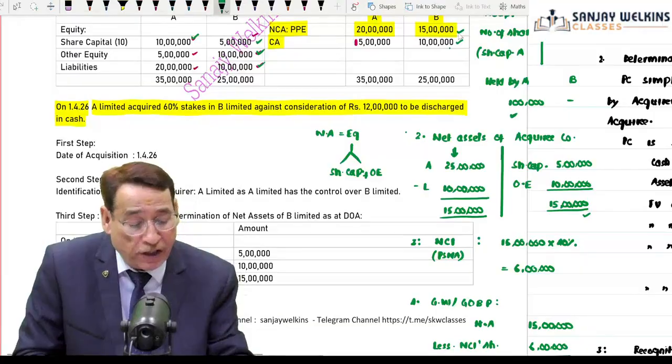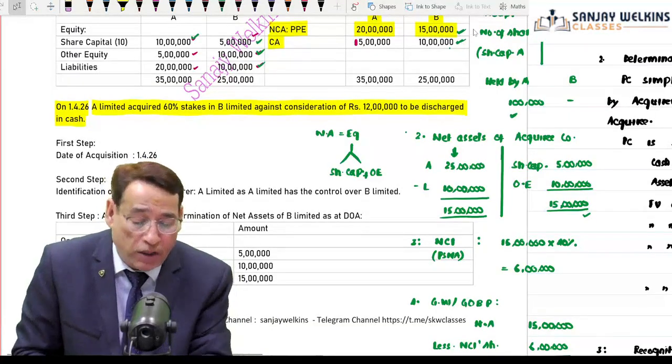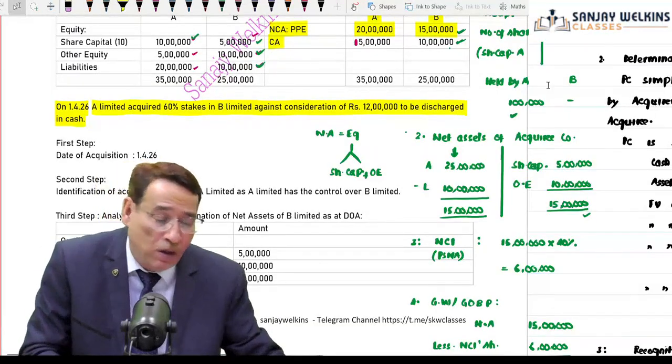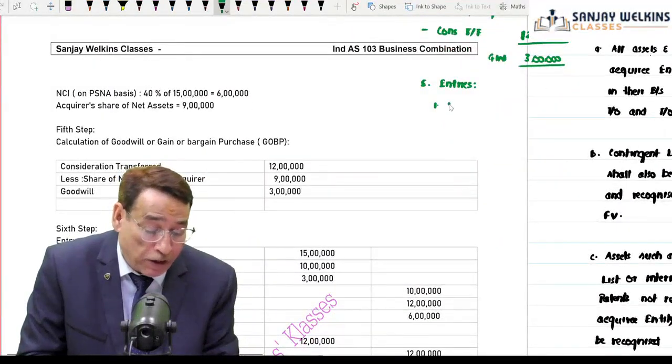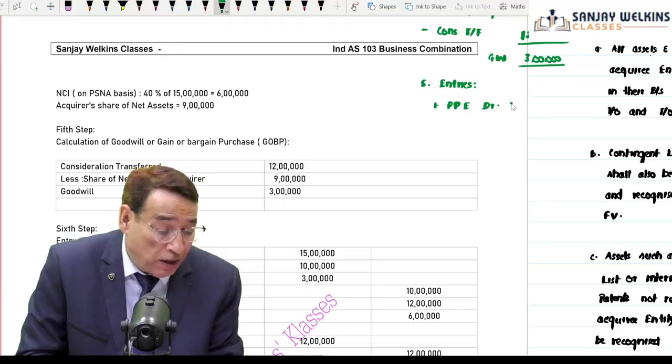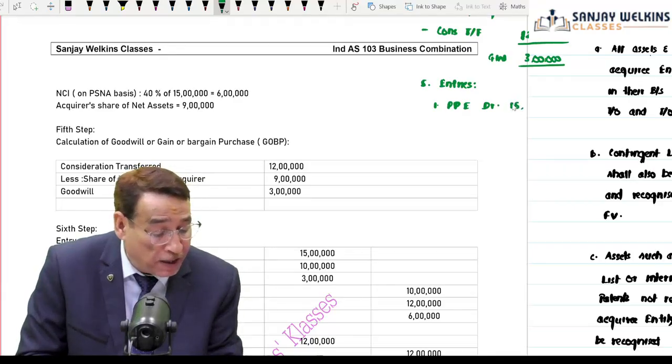Correct? So we will take over all the assets, and there are two assets, and we will take over the liabilities also. So all the assets and liabilities. Our entry will be like this: Property, plant and equipment account debit. Now, in the balance sheet of B Limited, that is the acquiring entity, property, plant and equipment is 15 lakhs.